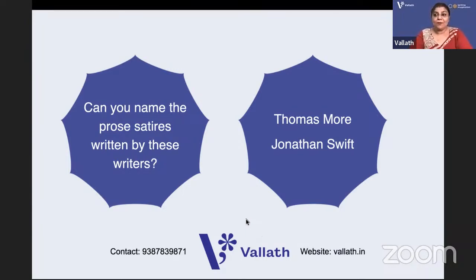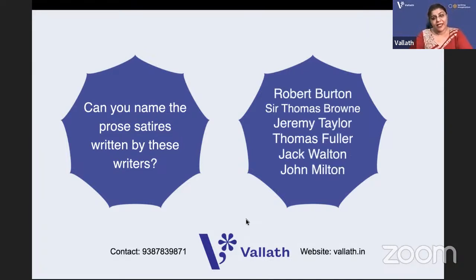Okay, please read more. These are very major writers. You will get questions based on them. Now, can you name the works written by these writers? Robert Burton. Robert Burton wrote Anatomy of Melancholy. And they're all 17th century writers.